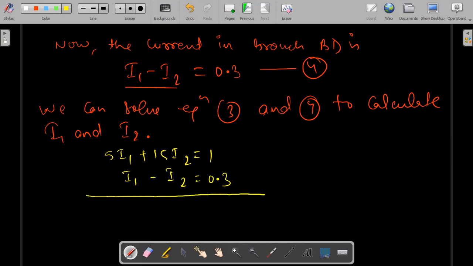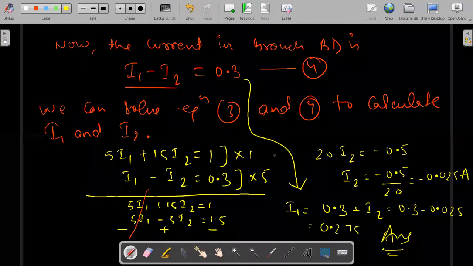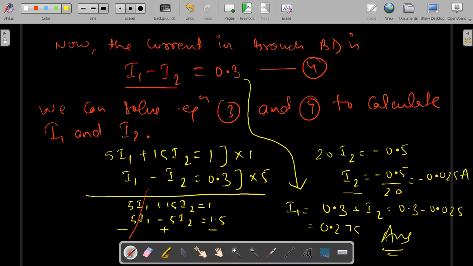So we can solve this equation. Let's multiply it here with 1 and here with 5 so that we can eliminate I1. On doing so, we have solved this equation, and we have got I2 is equal to minus 0.025 ampere. And now we can substitute this I2 in equation number 4 or in equation number 3, either one, right? So we have got I1 is equal to 0.275 ampere, right?